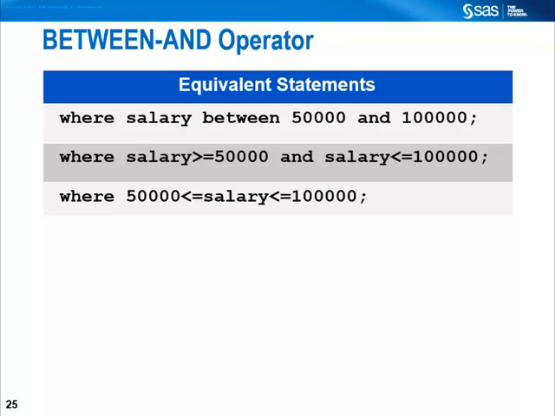WHERE salary BETWEEN 50,000 AND 100,000; WHERE salary is greater than or equal to 50,000 and salary less than or equal to 100,000; WHERE 50,000 is less than or equal to salary and salary is again less than or equal to 100,000.